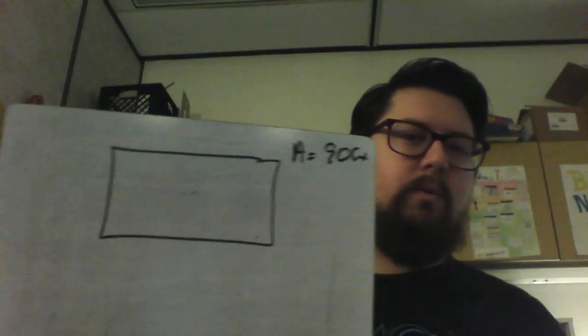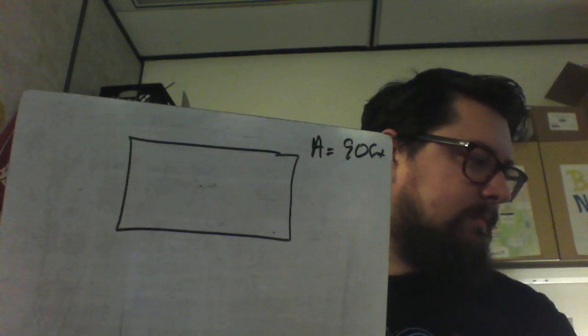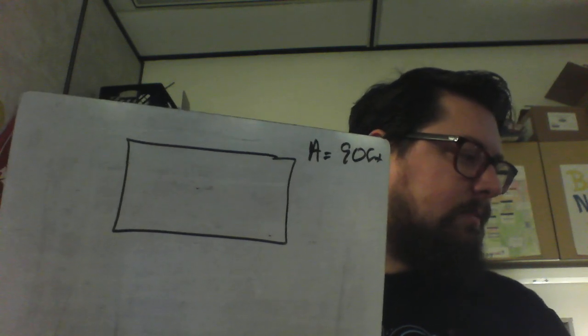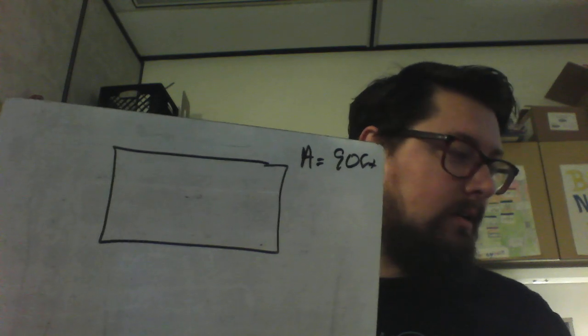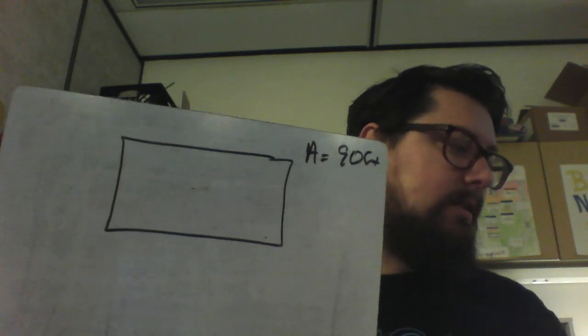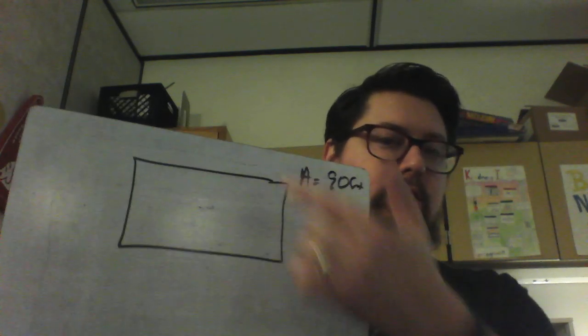Jackson's rectangular bedroom has an area of 90 feet. Okay, cool. We can start there. This is what we know. The area of his bedroom is 9 times bigger than his closet. So here's his bedroom. Here's his closet.